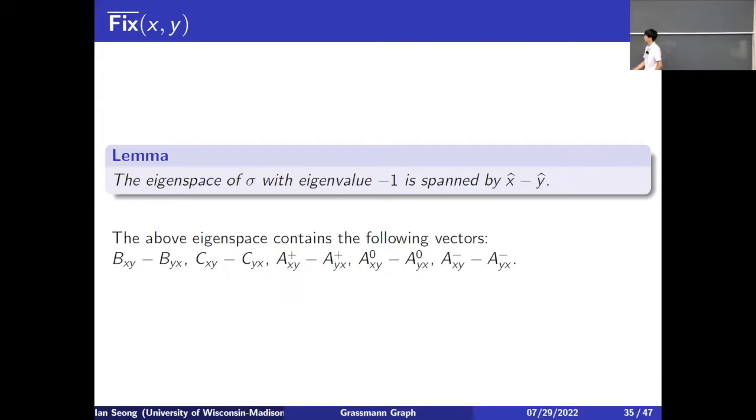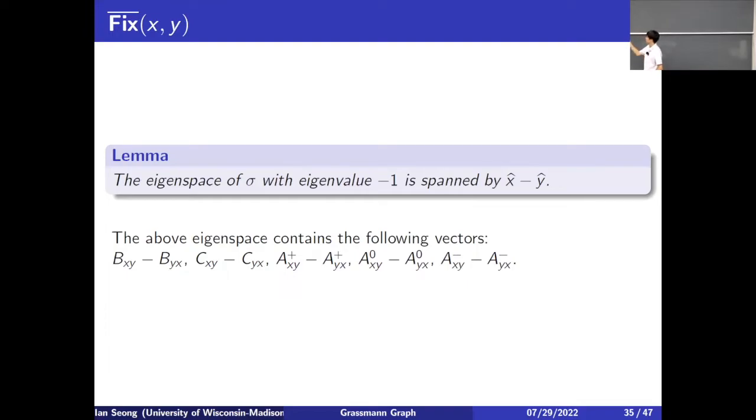Looking at this lemma, we've seen x hat minus y hat a lot of times earlier. From this, we can observe that things like bxy minus byx, and so on for the C's and the A's, are contained in the eigenspace above. There are two eigenvalues, 1 and -1, so it's from a four-dimensional space. All right, so that's that.